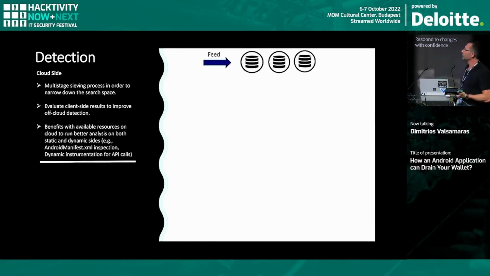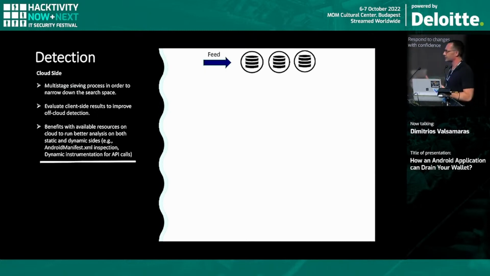When we move, though, to the cloud side, there are a lot of things that we can do there. And what we are trying to achieve is to have the best results using the least resources that we can. So this is a blueprint, actually. This is a raw blueprint of what we suggest. And it is a multi-phased process which starts with a steady feed.